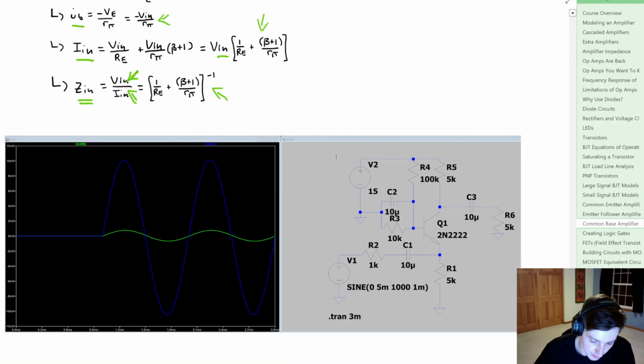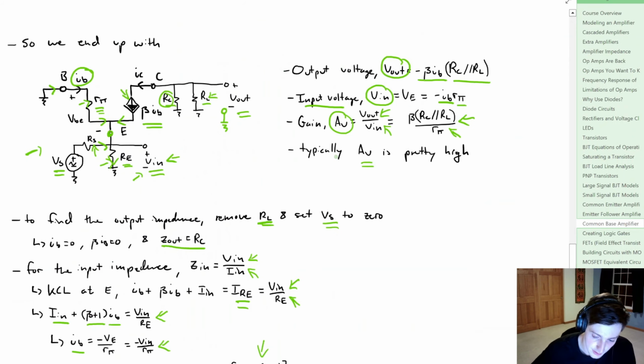Now again, if we simulate this, in the green here we have a very small input signal, and in the blue we have our output signal, and we're looking at the voltages. And you can just graphically see here that the gain between the output and the input is pretty massive, which matches what we predicted above, where we said that the gain is pretty high.